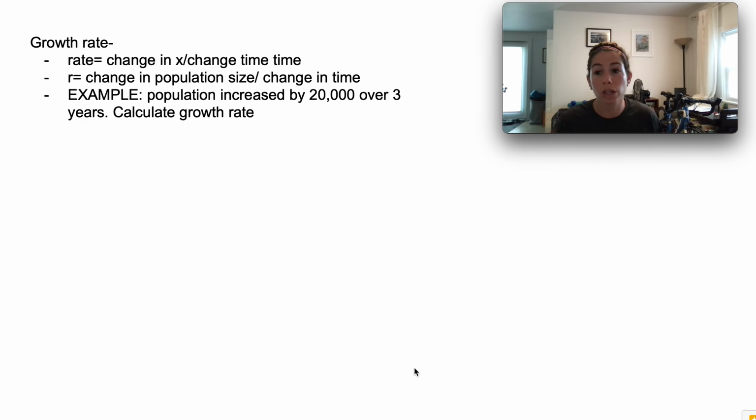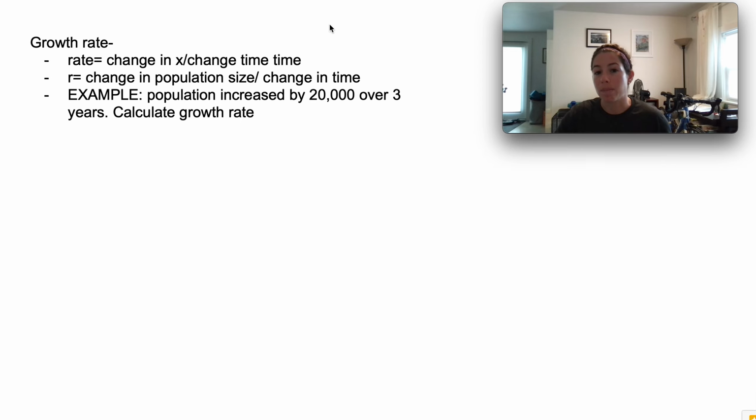So first of all, it's really important to remember that growth rate is simply just a rate. And whenever you have a rate, it's some change in variable over your change in time. So growth rate is your change in population size over your change in time. In the simplest way, that's what all of these questions are. How is your population changing compared to how time is changing?